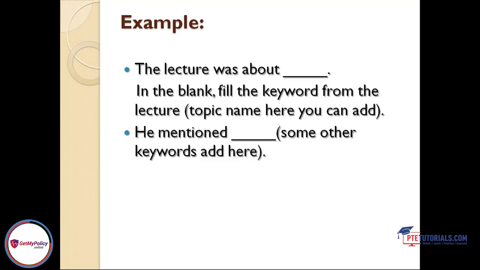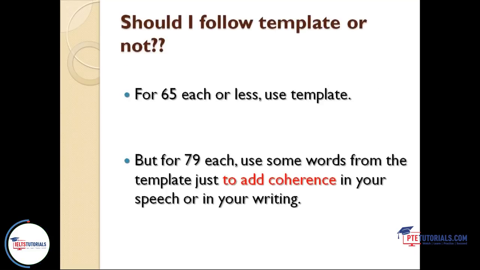Let's move forward. In between, whatever questions you people have, you can send them in the question box. I will try to give their answers at the end of the lecture. Now, many people have a target of 65 each, or rather I would say there are more people aiming for 79 each, means band 8 each, because you need more and more points to get a good score, to get PR easily, and an invitation as soon as possible.